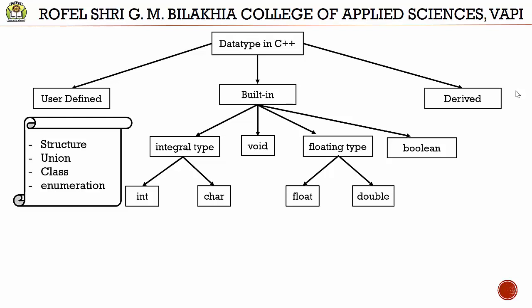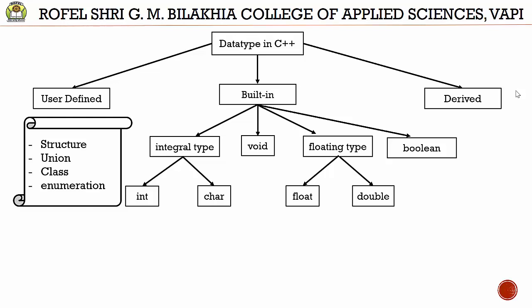Now let us talk about union. A union in C programming is a user-defined data type which may hold members of different size and type. Now, a union uses a single memory location to hold more than one variable, right?